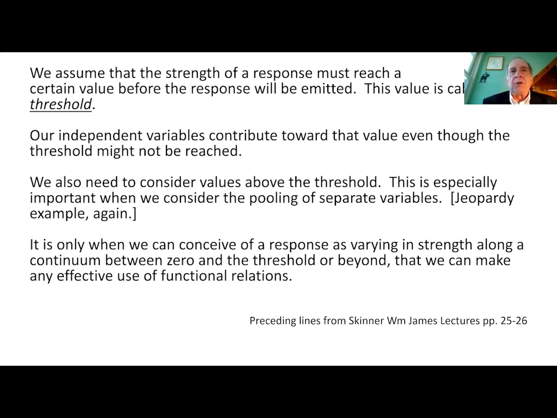This is Skinner speaking. It's especially important when we consider the pooling of separate variables. So again, in the Jeopardy example, the fact that Alex Trebek is offering you $1 billion, the fact that you're on TV, the fact that this is something you know, these are all urging you to shout it out ahead of your fellow contestants. So it's emitted with vigor that's considerably greater than necessary to get the point across. You don't merely say, "What is Ashgabat?" You say, "What is Ashgabat?" And give me my million, or billion, as the case may be. And Skinner goes on to say, it's only when we can conceive of responses varying in strength along a continuum between 0 and the threshold or beyond that we can make any effective use of functional relations. These lines were taken from the William James lectures, which was a kind of rough draft of Verbal Behavior.